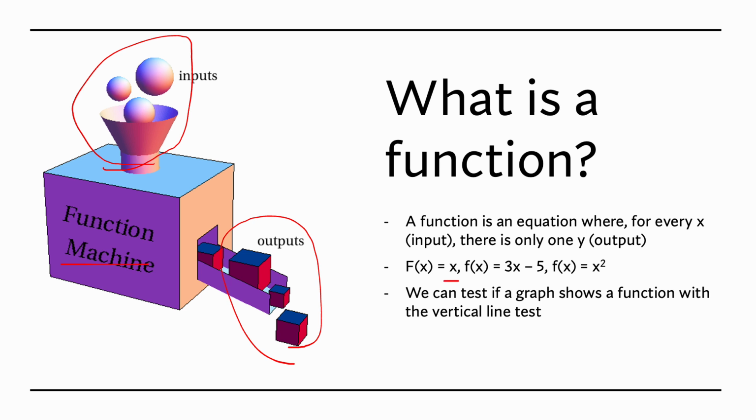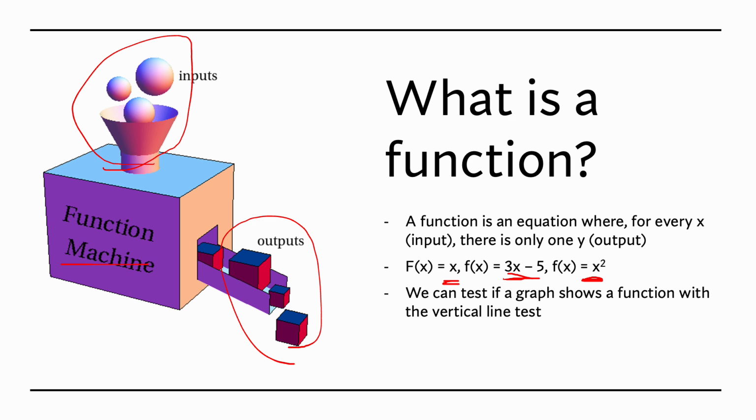Some examples of functions are f of x is equal to x, so the input is the same thing as the output. We have f of x is equal to 3x minus 5, so we put in an input, multiply it by 3, and then subtract 5, and that's our output. And then we also have x squared as a function, so we just square whatever the input is.